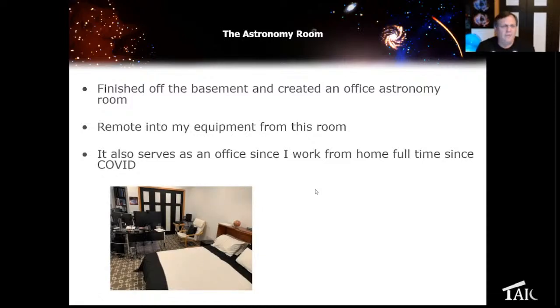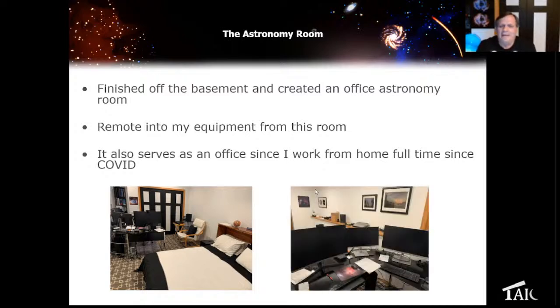I probably have four or five monitors in there. Two of them are for work and two of them are for astronomy. And I know I've got a bed in there, but that does come in handy. It's a Murphy bed I can fold up. But if it gets really late and I don't want to bother my wife, I just crash right here on late nights when I'm imaging from inside the house. And here are my workstations.